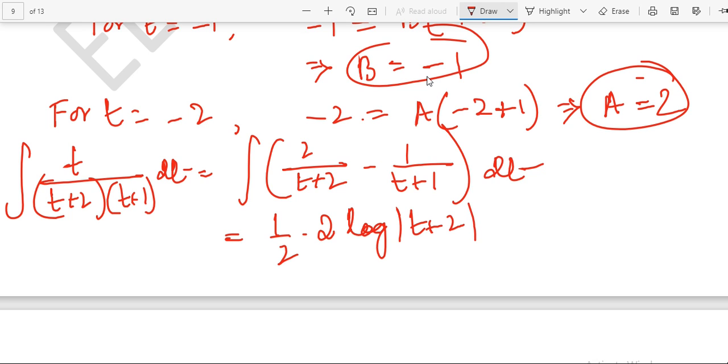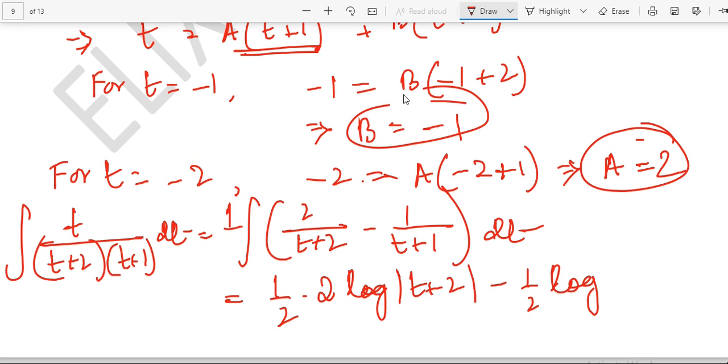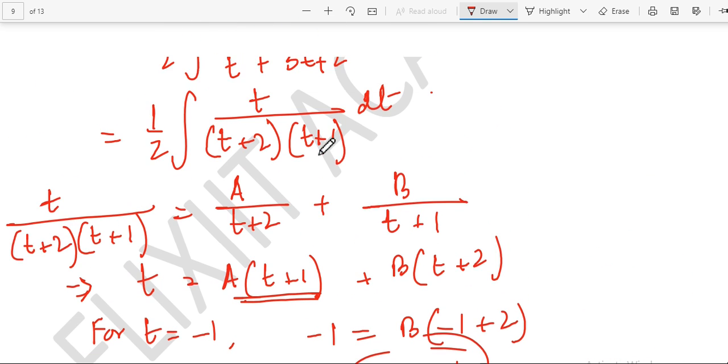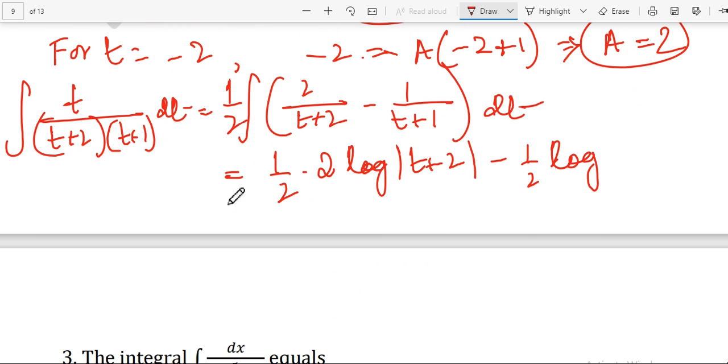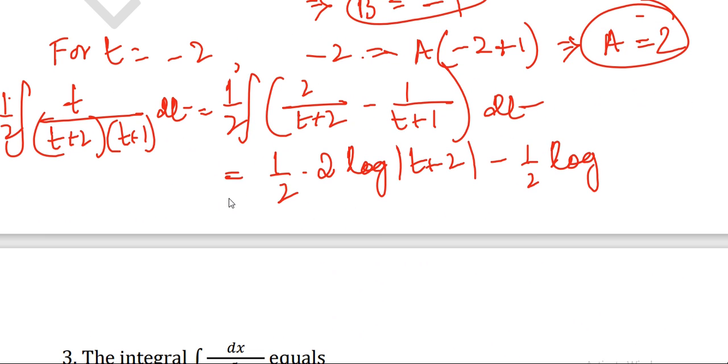log of, we had a half over here, I just forgot this. Half over here, we have a half over here, this was half. So we just multiply with the half, and this thing is just simply, oh, that's very easy. So this is basically half of log of mod of t plus 1 plus c.